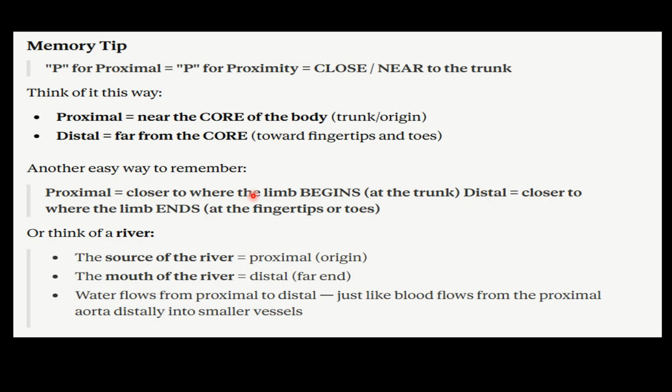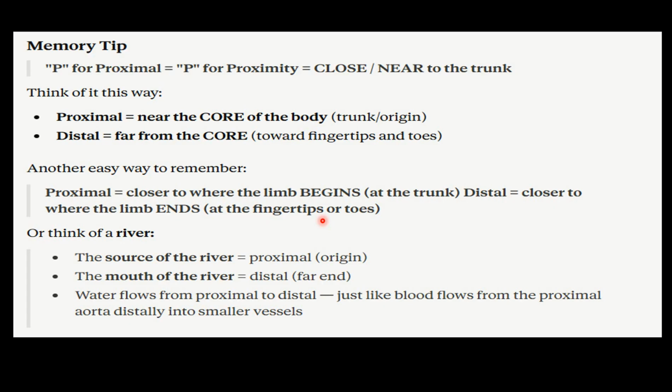Now we have learned about this concept, right? But if you want to remember it for later, what are the tricks, how can you recall it during interviews and exams? So in the word proximal, P is there. P for proximity, that is closer, near to the trunk. Think of it this way: proximal is near the core of the body, like the trunk or origin. Distal means far from the core, towards the fingertips and toes. Another easy way to remember: proximal is closer to where the limb begins at the trunk. Distal is closer to where the limb ends at the fingertips or toes.